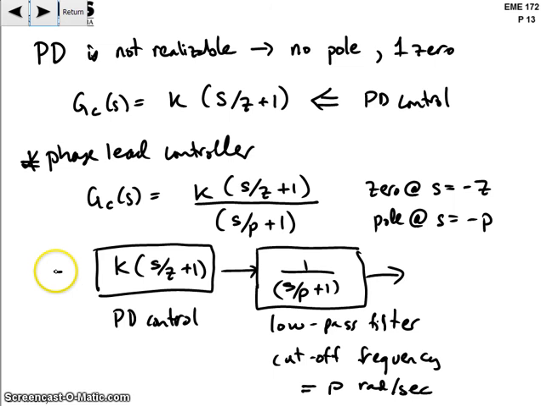And this is also advantageous because differentiation is a noisy operation. If you take a noisy signal and you take its derivative, if it's got little spikes and things, every time you take a derivative of the spike, you get an infinite value. And so the differentiation operation in PD is very noisy. A phase lead controller is not only realizable, but you can also use this low-pass filter to reduce the noise that's coming out of the phase lead compensator.